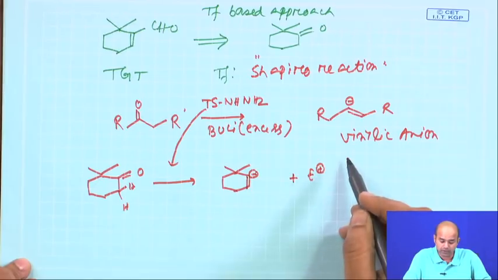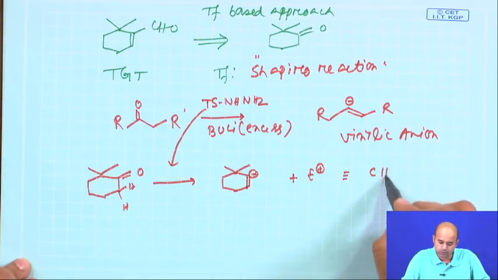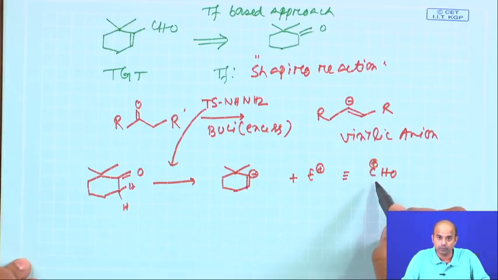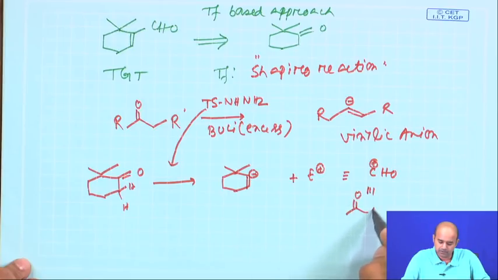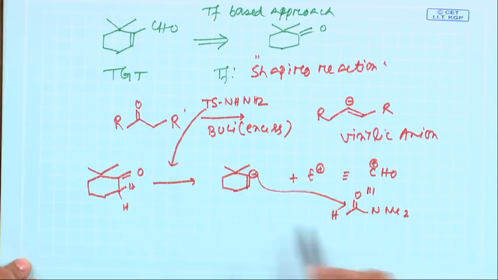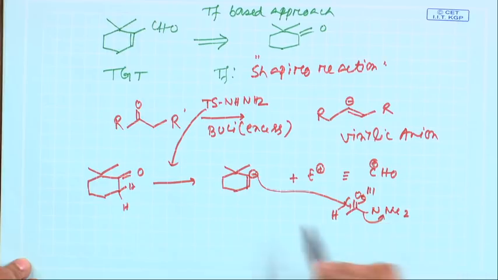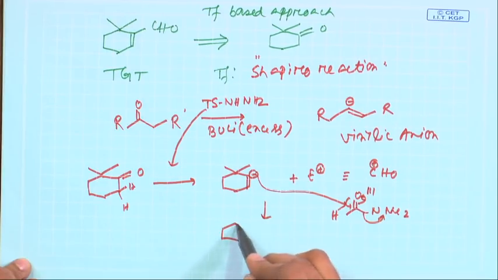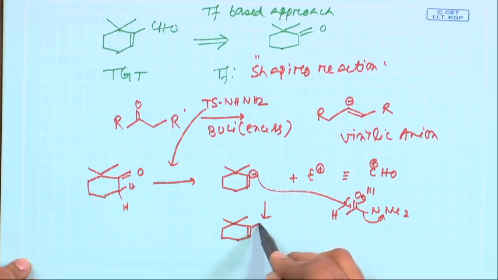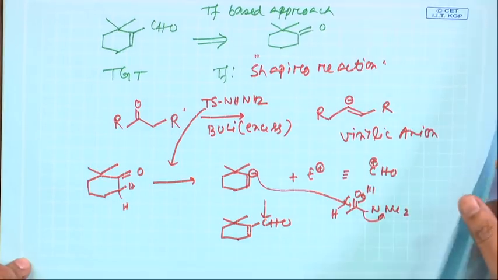So, what are the electrophiles? You need a CHO plus electrophile, meaning the electrophile should be a CHO plus. It is a normal polarity, not an umpolung polarity. So, this species can come from DMF or dimethylformamide. So, what you do? You put this reaction here, and as in the normal reaction of a carbonyl compound, NMe2 will go off, and then you basically get this CHO. So, this completes the synthesis.